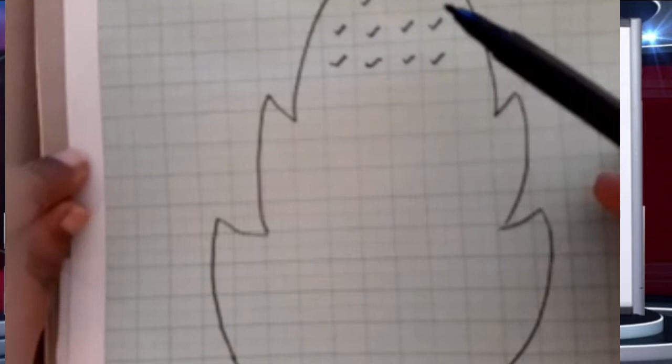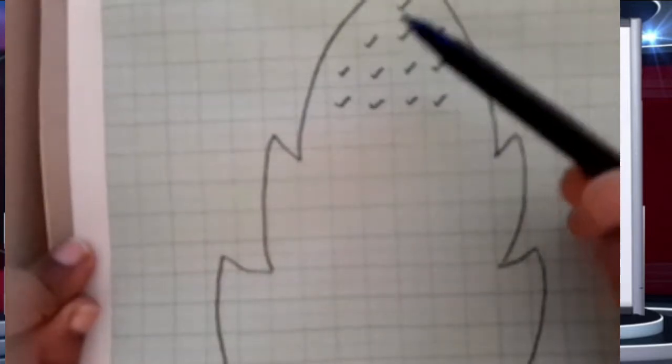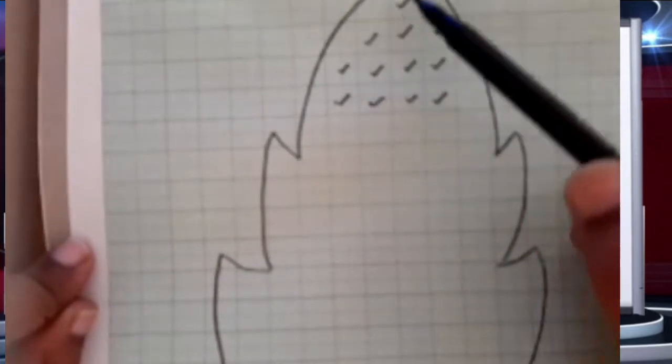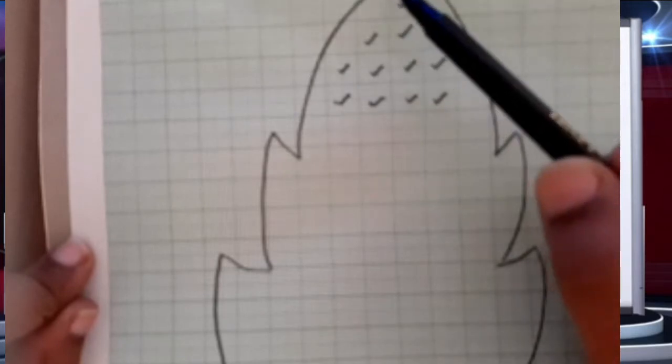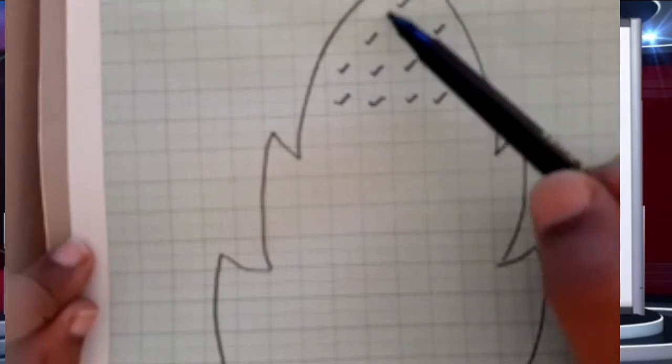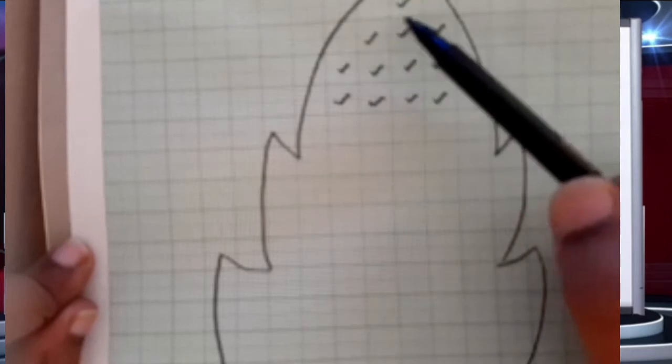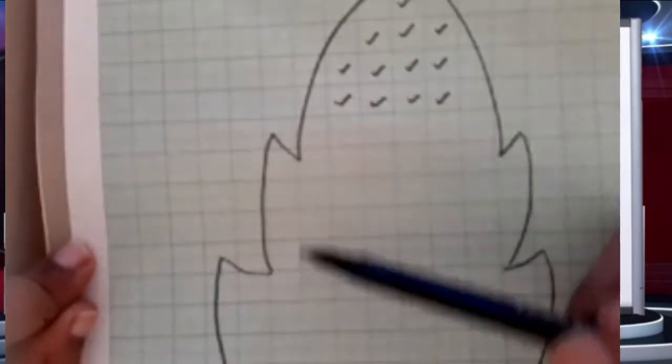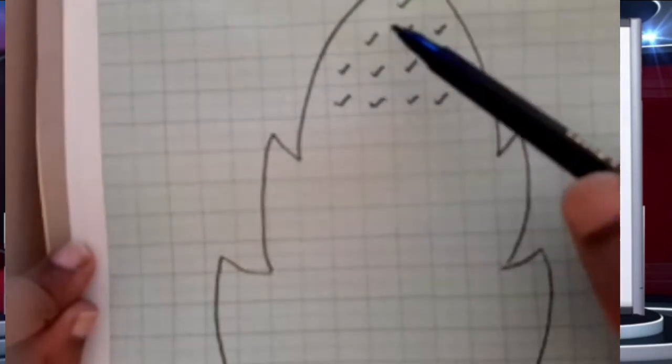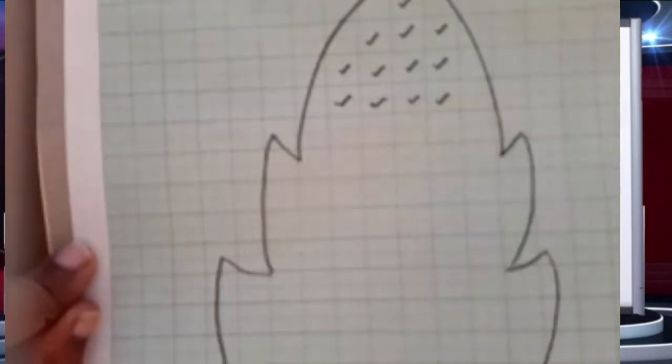Now the first step is I will tick mark the full squares. See, here it is a full square. So I will tick mark the full squares enclosed in this leaf. See students, here I have tick marked all the full squares.